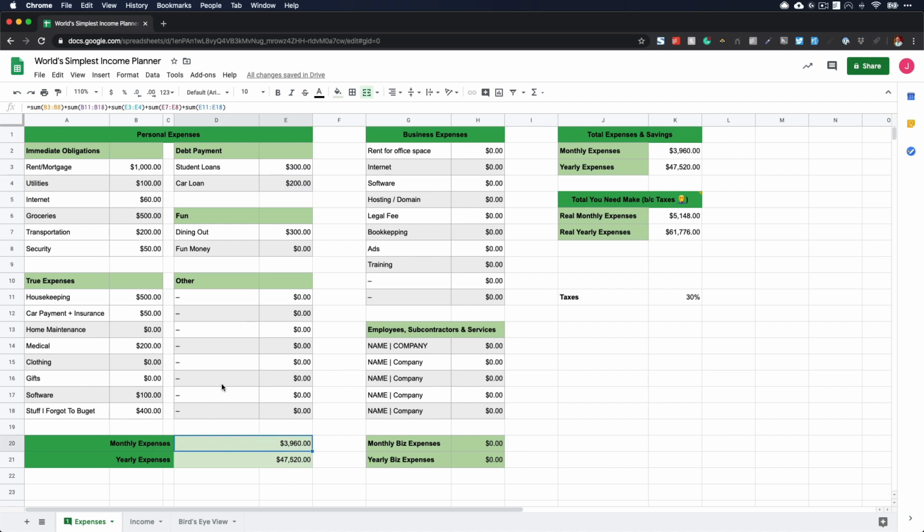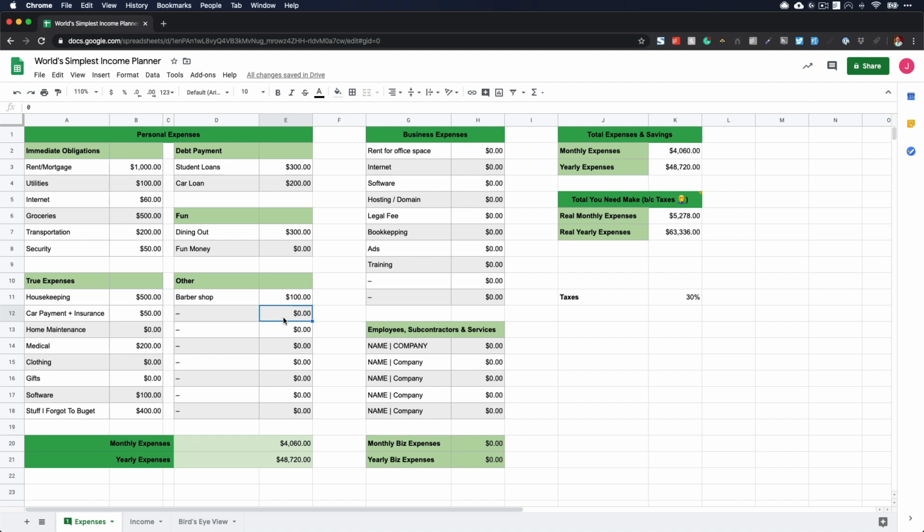If you have other expenditures, just add them here. Let's say fun. Let's say barbershop. You spend $100 every month going to the barber, or whatever you spend your money on. So you just add it here and add the amount.